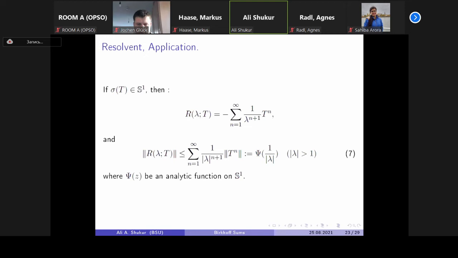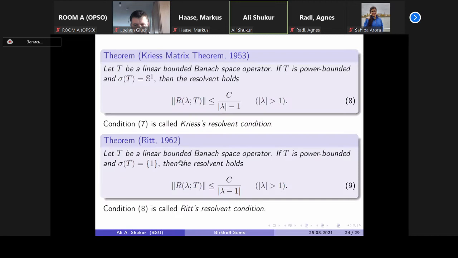Okay, I will go to semigroup operators, and actually for semigroup operators we have that the spectrum belongs to the unit circle, then the resolvent can be represented by a Taylor series, and the norm is given by this inequality. So for semigroup operators we have this theorem, the Kreiss matrix theorem. If the spectrum is inside the unit circle, then the resolvent holds this inequality. And if the spectrum is only one point equal to one, then the resolvent holds this inequality.